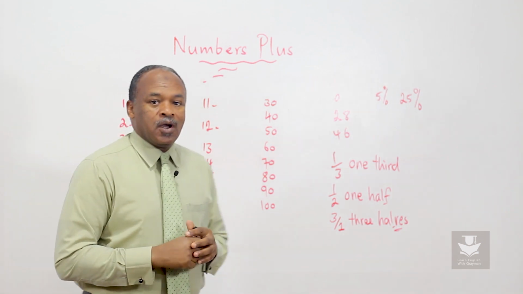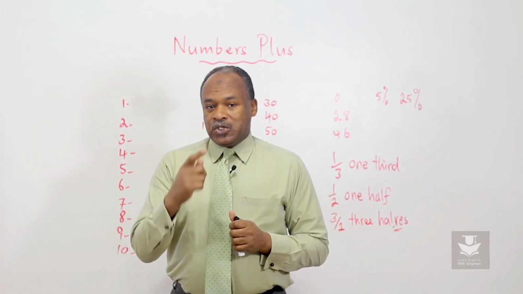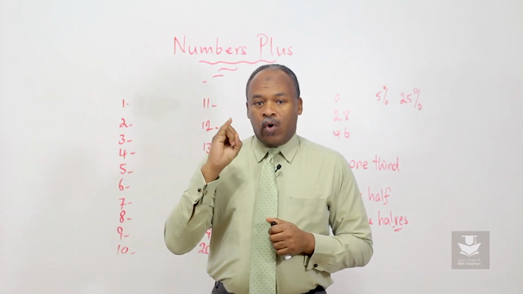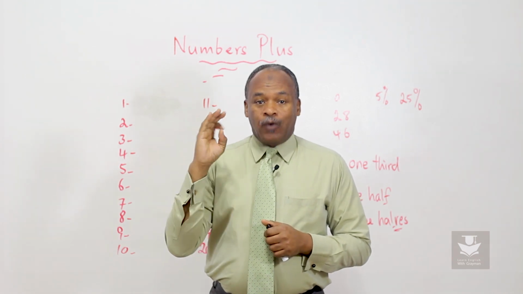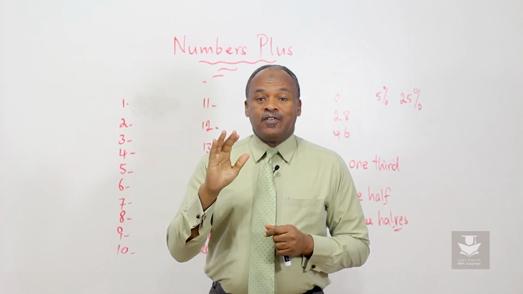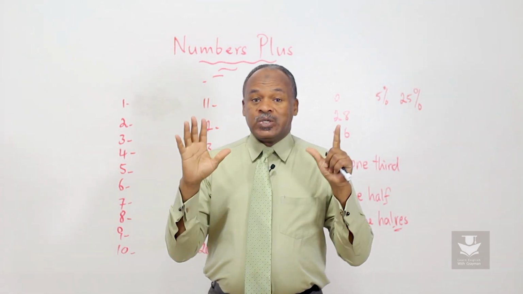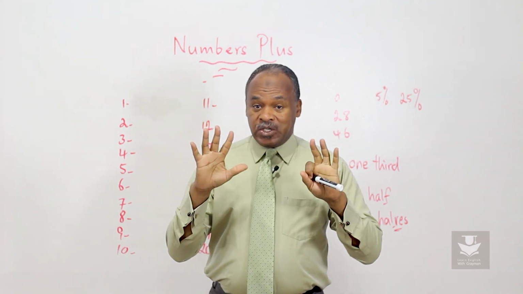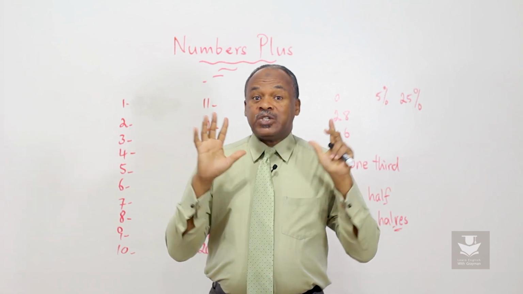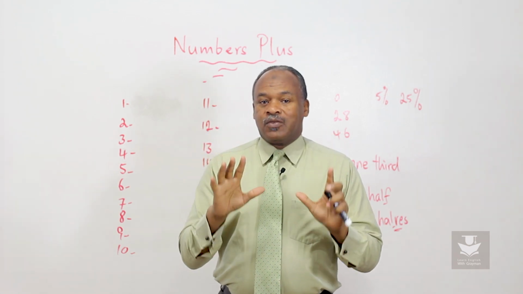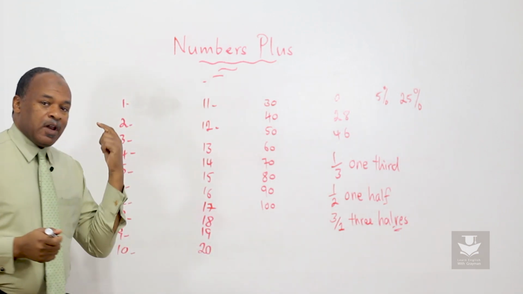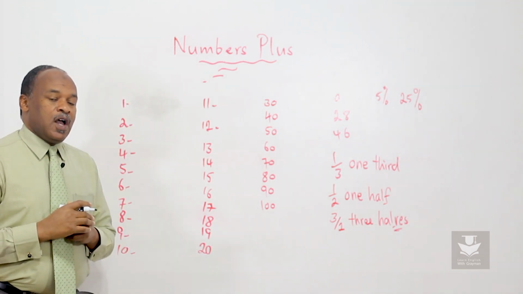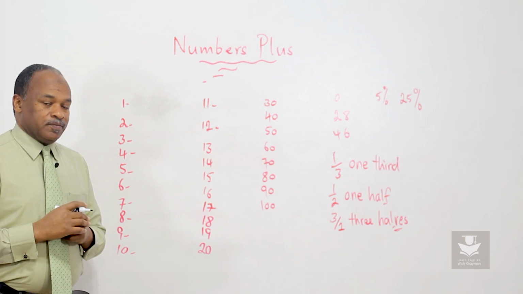Great. Now, I want you to listen to me. 1, 2, 3, 4, 5, 6, 7, 8, 9, 10. Okay, let's write them. How do you spell 1?